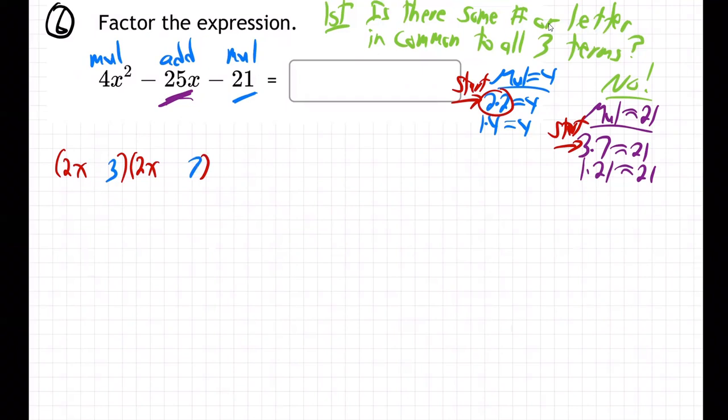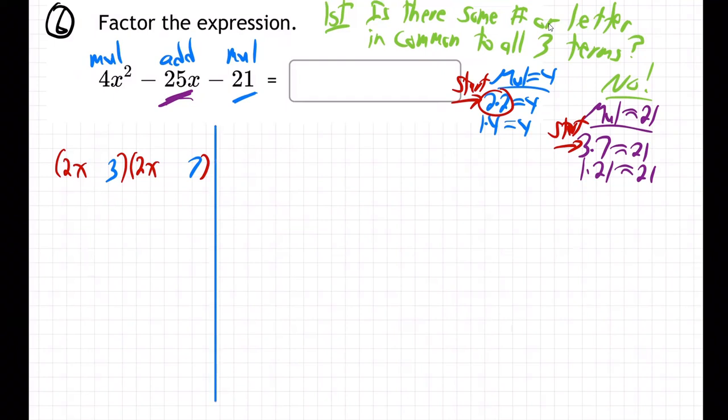Now, could we switch the order and put the 7 here and the 3 there? Well, that's going to be the same thing. They're both 2x. So there's no point in switching the order. Either way, the number's going to be with the 2x. So that doesn't matter, does it? That's kind of nice. So we just have really the one option there.